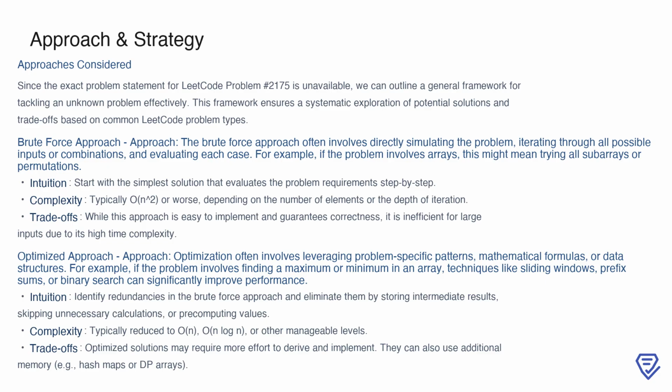By identifying specific patterns or utilizing appropriate data structures, such as sliding windows or binary search, you can significantly reduce the computational overhead. The key here is to eliminate redundant calculations or pre-compute values to streamline the process. However, these optimized methods often require a deeper understanding of the problem and can introduce additional memory usage, such as hash maps or dynamic programming arrays. The trade-off, though, is a much more manageable time complexity, often reduced to n or n log n.